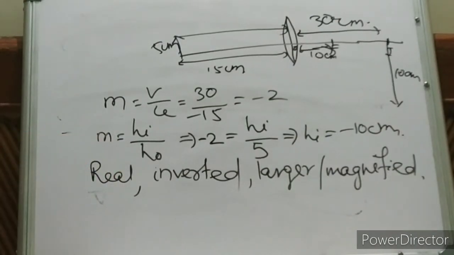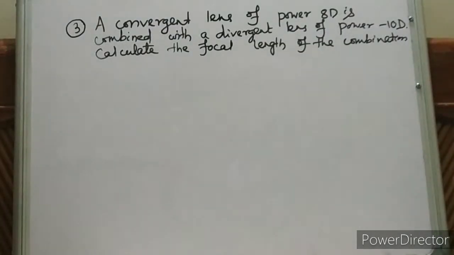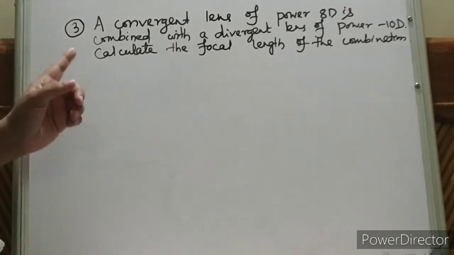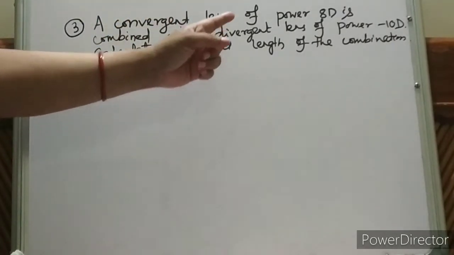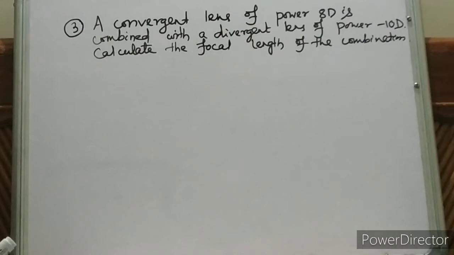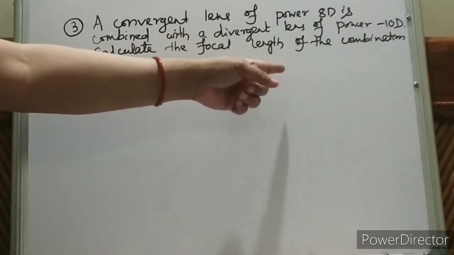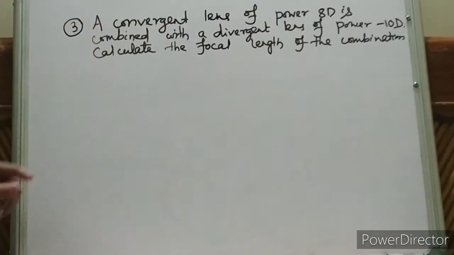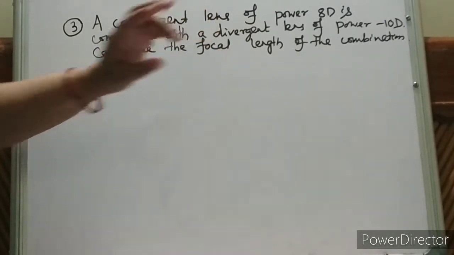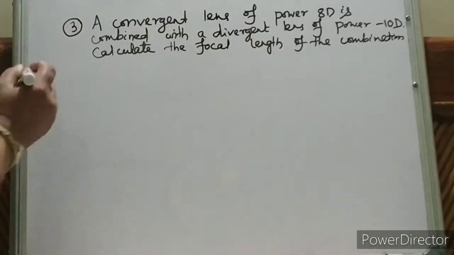Then we can move to the next question now. We'll discuss the next question. Now the question is, a convergent lens of power 8D is combined with a divergent lens of power -10D. D is diopter. Calculate the focal length of the combination.